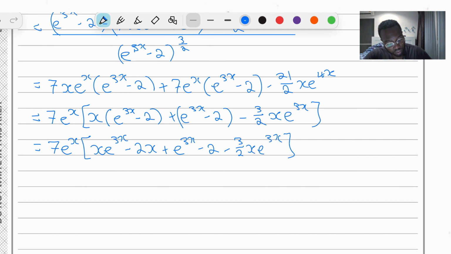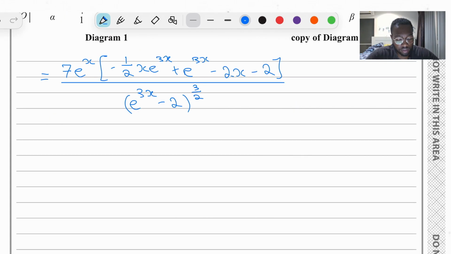Now we can just join our like terms together, still working on just the numerator. Okay, so with the numerator we get a 7 e to the x, and then we have that x e to the 3x and then minus 3 over 2 e to the x. So that is effectively like a 1 minus a 1.5x. 1 minus 1.5 is minus a half. So minus a half x e to the 3x, okay? And then we just have the e to the 3x, and then we have minus 2x minus 2. So now we're at this stage here, okay?